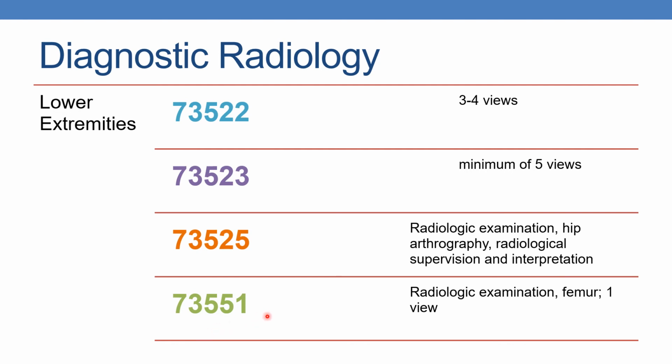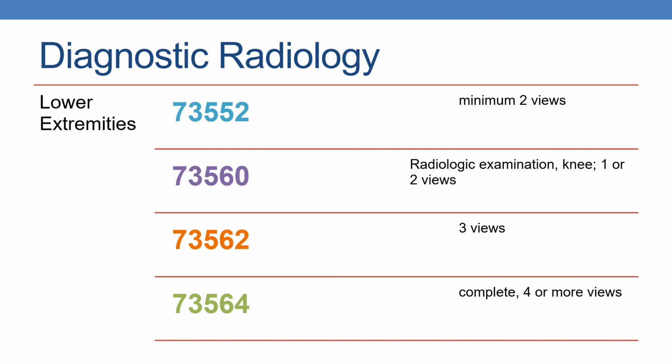The next is 73551, radiological examination femur, 1 view. The next is 73552, radiological examination femur, minimum of 2 views. The next is 73560, radiological examination knee, 1 or 2 views. The next is 73562, radiological examination knee, 3 views. The next is 73564, radiological examination knee complete, 4 or more views.